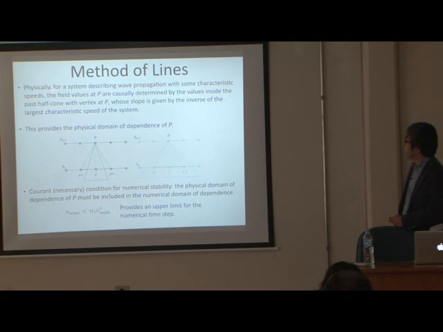Okay, so physically, this system is describing wave propagation with some characteristic speed. You know that the wave just propagates at this speed. So the field value at P is causally determined by the values inside the past half cone with the vertex at P.